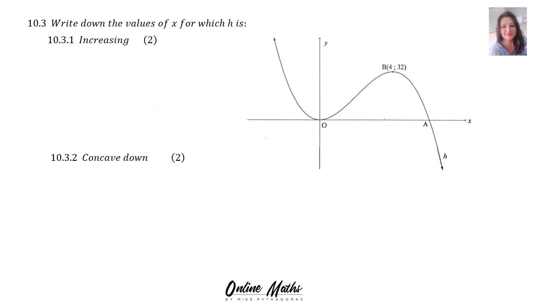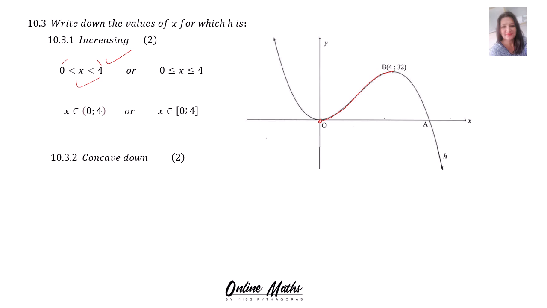10.3. Write down the values of x for which h is increasing. So h is increasing from 0 up to your turning point over there, so from 0 to 4, the x of the turning point. And how do you write it in maths? You can either write it like that, or you can use interval notation. And then where are the marks? The marks are for the two critical values, meaning 0 and 4, and then for writing it like that. Any of the 4 answers, they will award you 2 marks.